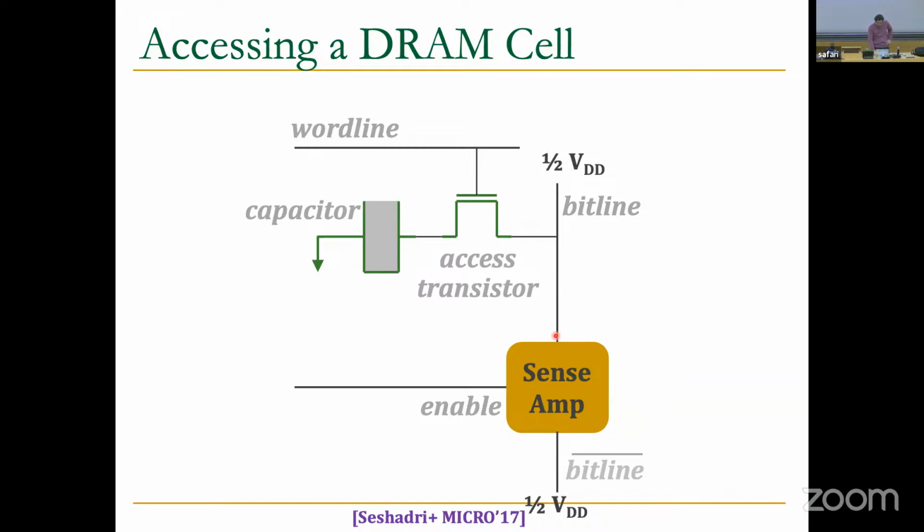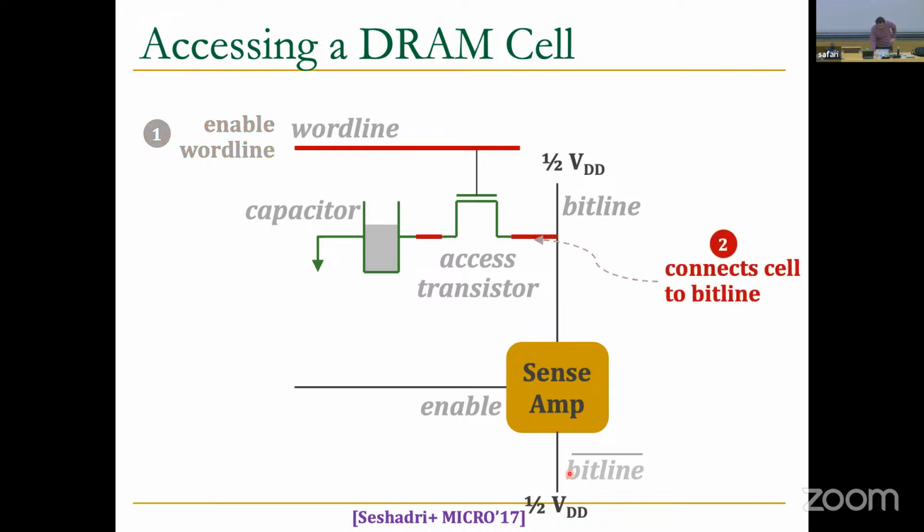Okay, initially, both the access transistor and the sense amplifier here are disabled, and both ends of the sense amplifier are driven to half VDD. So VDD, we use it to indicate the charge state, let's say. That means you encode a value of 1 in your cell. It has a VDD voltage, we call it. And to access this cell, you first enable the word line, and this will connect the capacitor to the bit line. And what happens then?